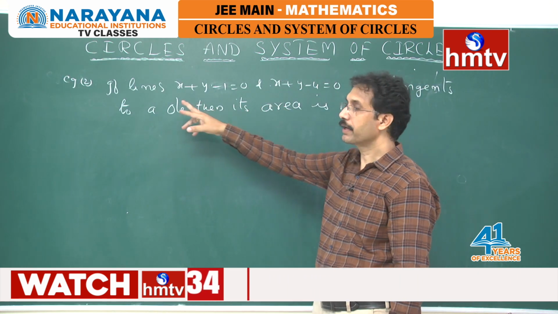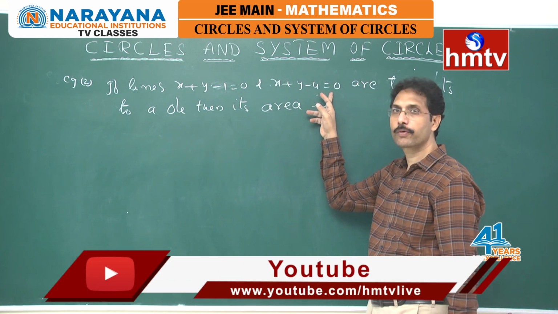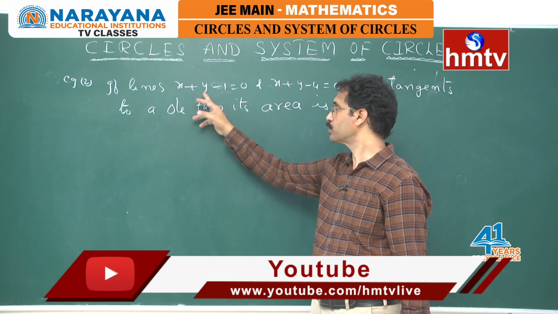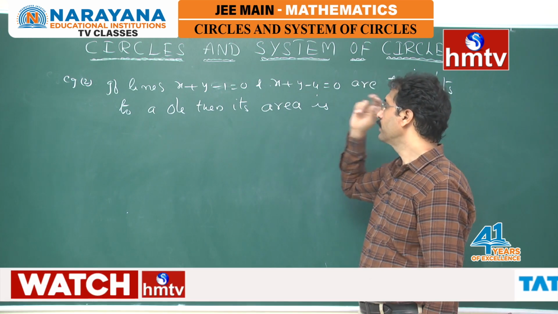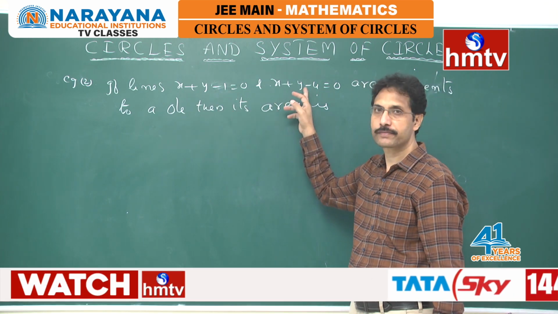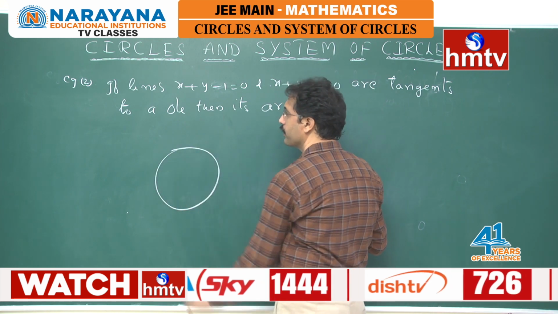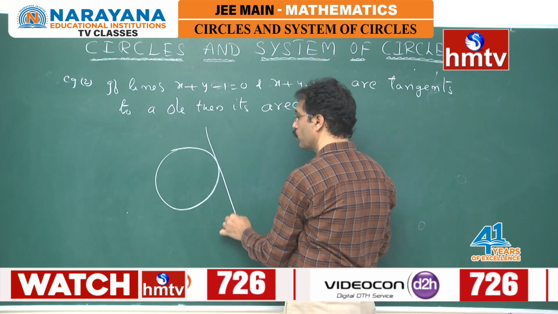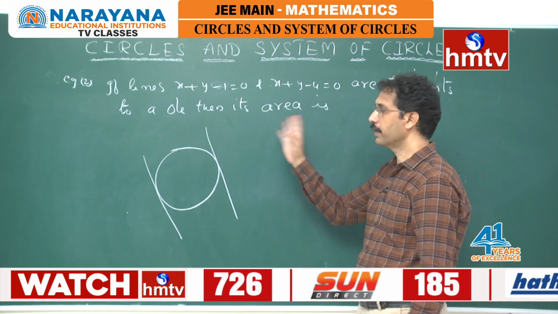Say, if the lines x plus y minus 1 is equal to 0 and x plus y minus 4 is equal to 0 are tangents to a circle, that means these two lines are tangents to a circle, then find its area. See, observe, these two lines are parallel lines. So for any circle, if two parallel tangents are there, like this, now he is asking the area of the circle.